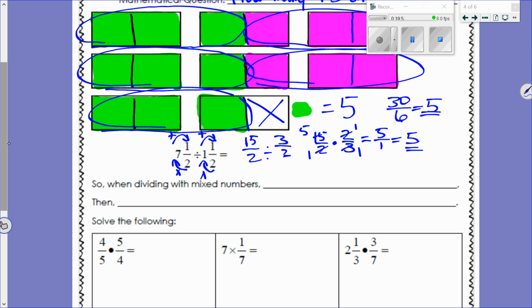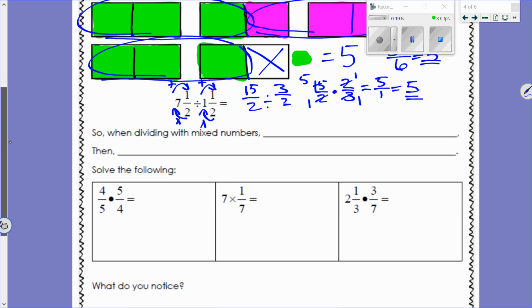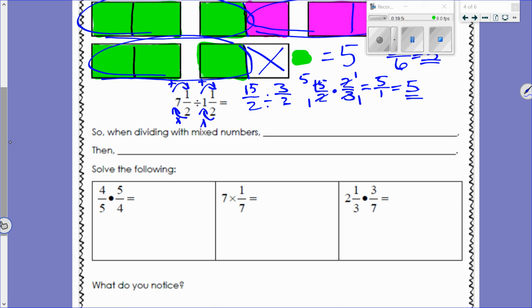So dividing with mixed numbers, what was the first thing we had to do? Slam dunk. Or make improper fractions.